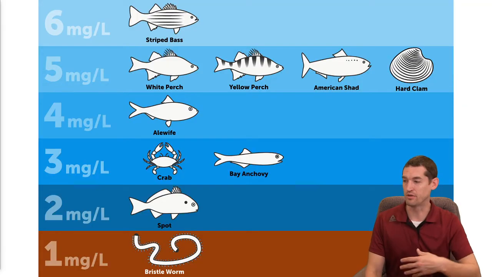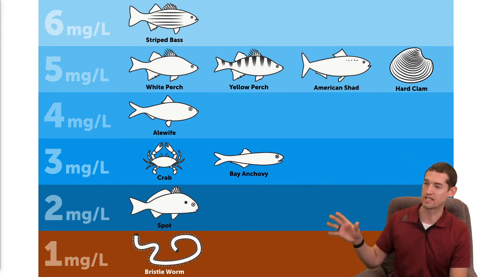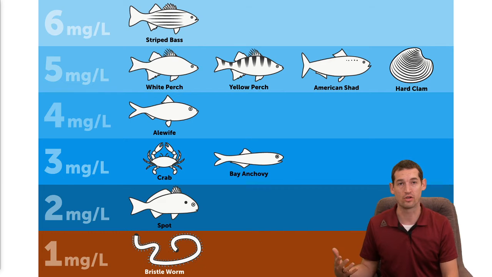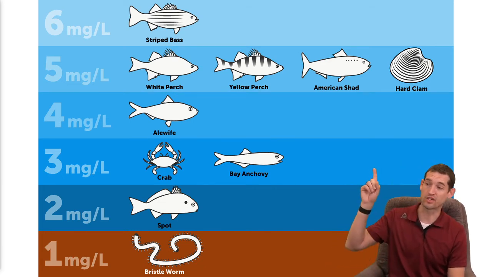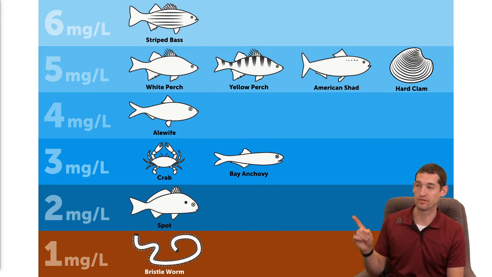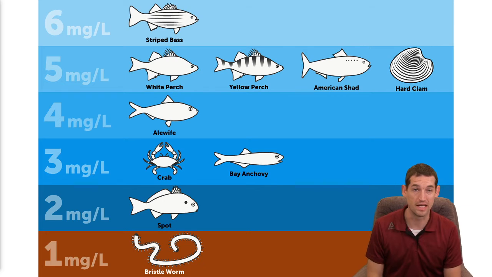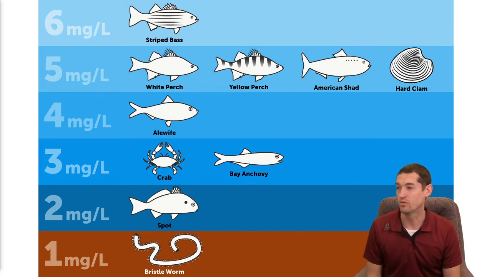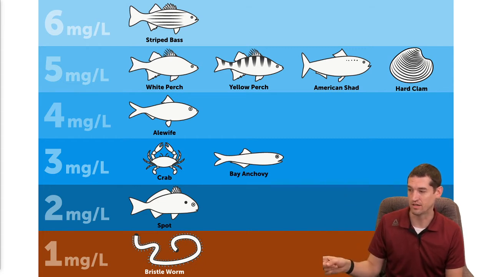Now, this is not from around here. This is from another lake. But you can see in that body of water, they've kind of classified what can live at different amounts of dissolved oxygen. So if you have 6 milligrams per liter of dissolved oxygen, then striped bass is fine. 5 milligrams per liter, that's what the white perch, yellow perch, American shad, and hard clam need. The alewife, the bay anchovy, the crab, and then the spot, and then the bristleworm.